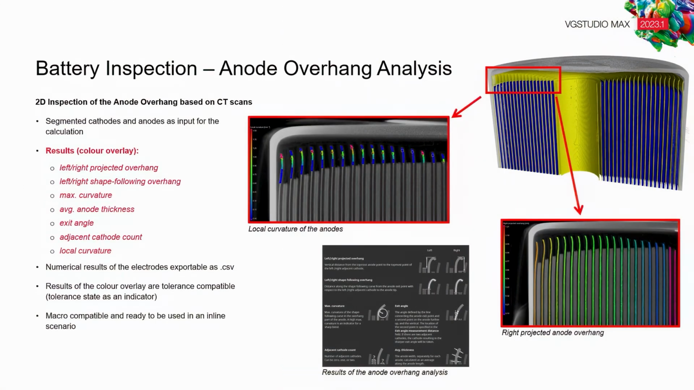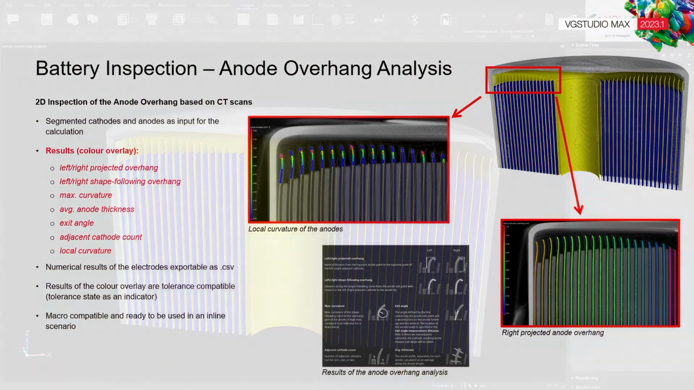Battery inspection is a critical step in ensuring the safety and reliability of battery systems, and our new tool can help you achieve that. With its anode overhang analysis feature, you can accurately and efficiently inspect any battery type. The tool is a 2D inspection of the anode overhang area of a battery that delivers various color overlays to indicate relevant parameters. You can export calculation results as a CSV file for further investigation or wrap it up with the reporting tool. The analysis is fully macro-compatible and can be used in an inline scenario, making it convenient for quality control, testing, and maintenance of battery systems.